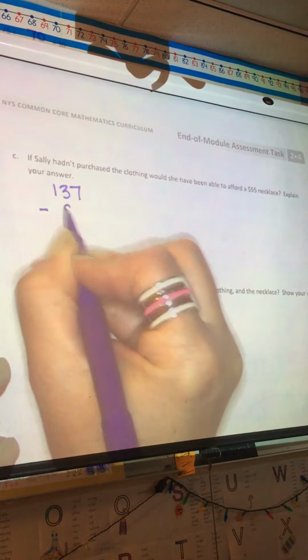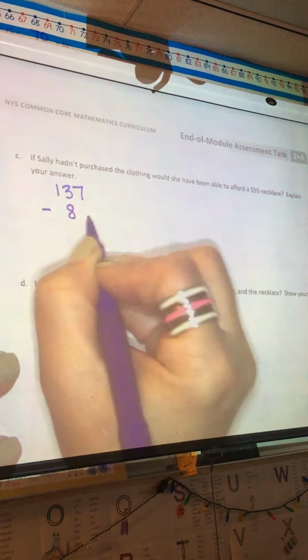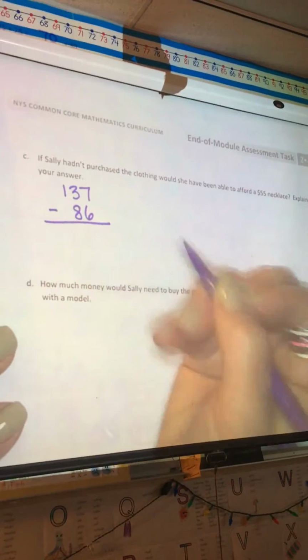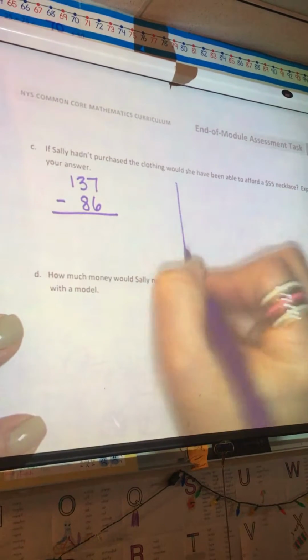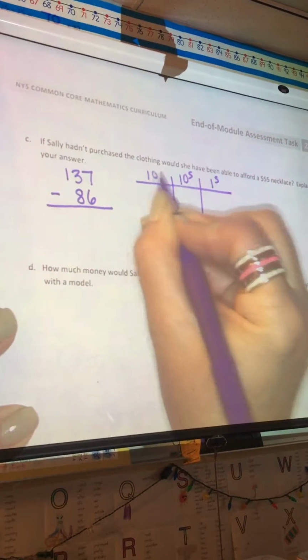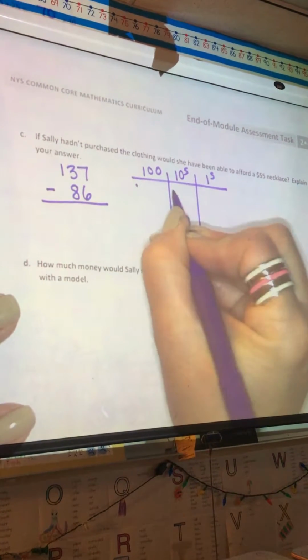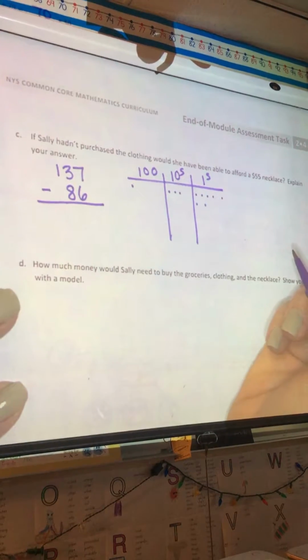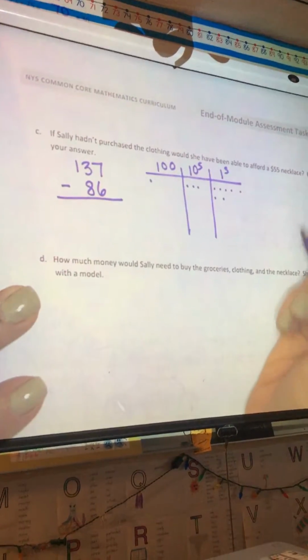I'm going to solve this with a vertical equation and a chip model. So if she starts with 137 and spends only 86, will she have enough for a $55 necklace? Here's my chip model. I'm going to put 137 on my chip model. And then I'm going to subtract 86 to see what I've got.